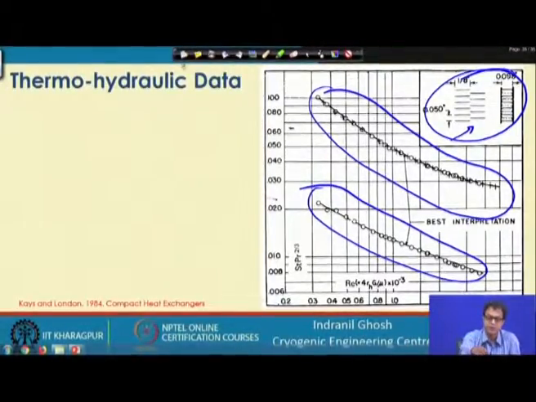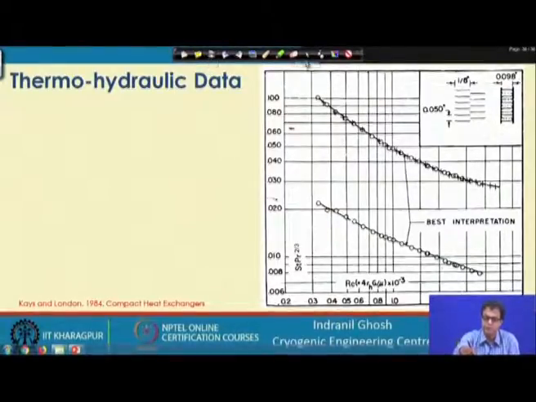So, please mind that these values have been estimated experimentally, but there are also correlations available for the offset strip fin or the wavy fin or for the different plain rectangular fins or others, and one can also use those correlations while estimating the heat transfer and pressure drop, J and f factors. But at any time the experimental data are found to be more reliable.